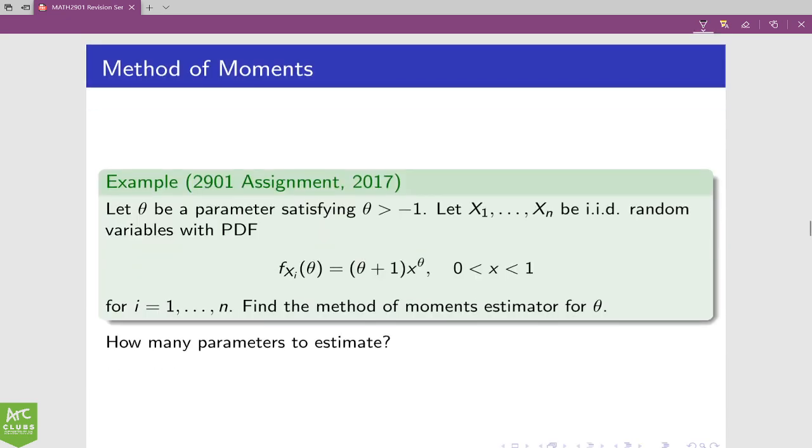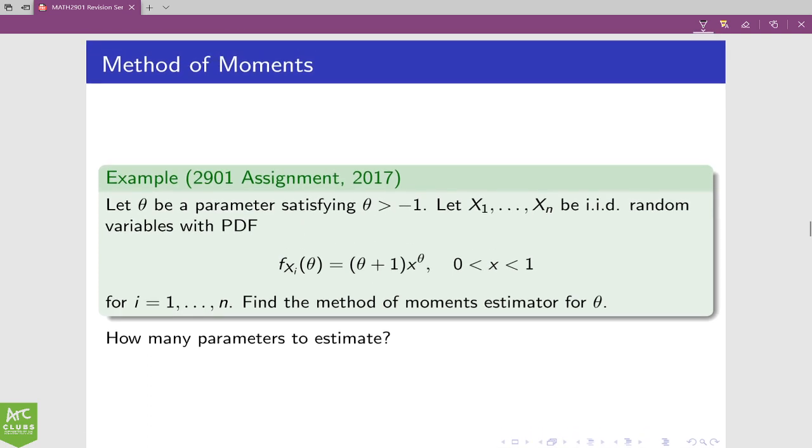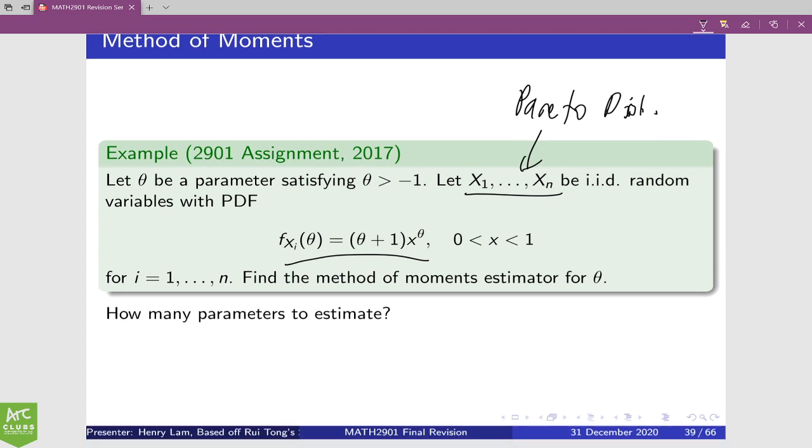So here's a question about this. We consider a bunch of random variables that follow some sort of distribution. I think this is called, what do you call it? Pareto. It's a Pareto distribution. Right, that's not too important. Now you want to use the method of moments to find an estimator for theta.